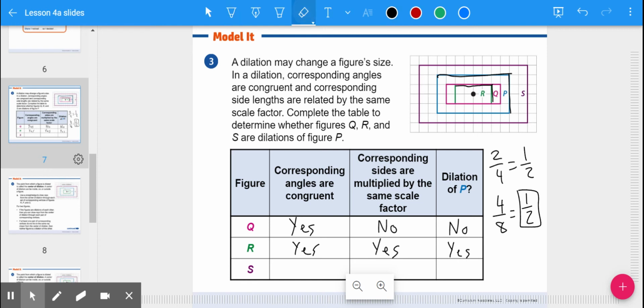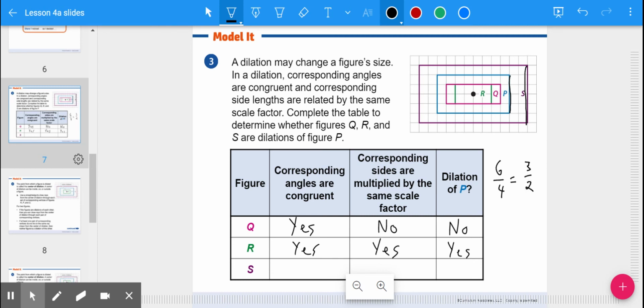And let's do one more. Let's look at the one that's actually larger. Let's look at the P. We have the old one is 4. The new one in figure S is 6. So 6 to 4. Divide them both by 2, I get 3 to 2. So that's the same scale factor we were using before.